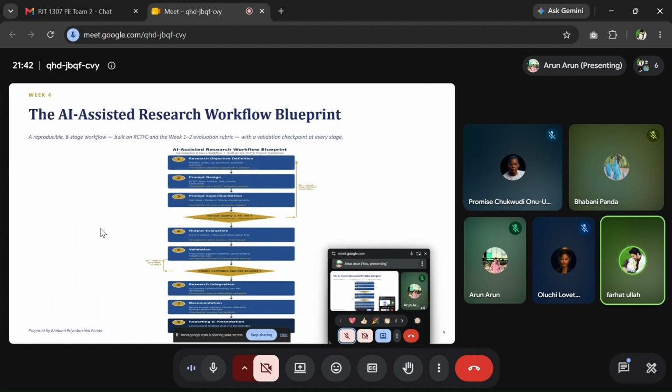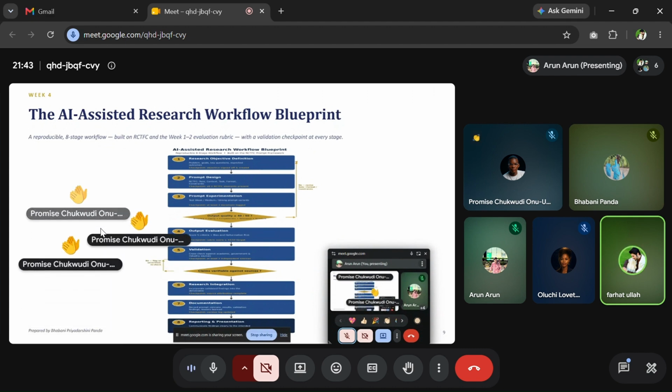The most important part is this: every single stage has a validation checkpoint. This means we check the work for mistakes at each step, not just at the end. This workflow was prepared by, I think, Babani Panda, and it makes sure AI research stays accurate and reliable from start to finish. So these are the slides for me.